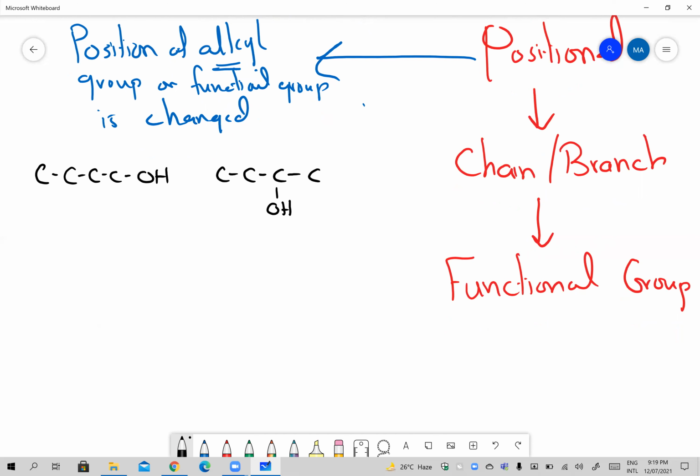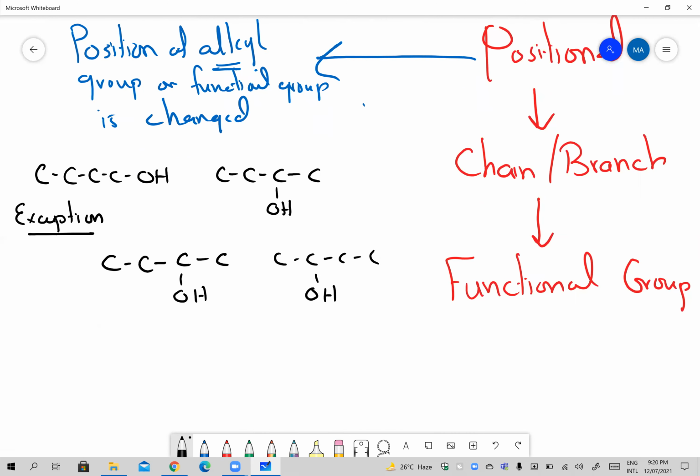Whereas if you look at an exception here, for example, what will not classify as an isomer: 4 carbons and OH here, or a mirror version of the same one. If you look at these two here, both of these are exactly the flipped versions of each other. Because in organic chemistry, we've studied that we can start counting from either side. That's up to us. This could be carbon 1, carbon 2, carbon 3, carbon 4, or this could be carbon 1, carbon 2, carbon 3, carbon 4.